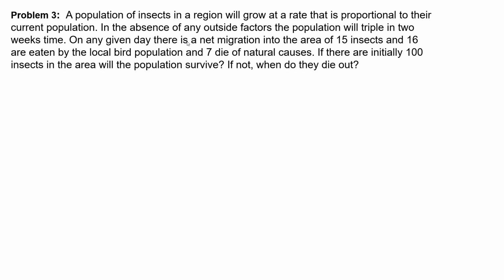Sounds terrifying. On any given day, there is a net migration into the area of 15 insects, and 16 are eaten by the local bird population. And it gets worse. 7 die of natural causes. Okay. If there are initially 100 insects in the area, will the population survive?